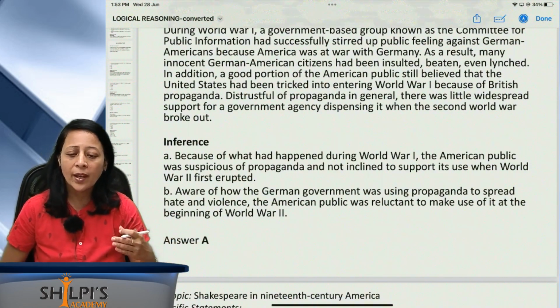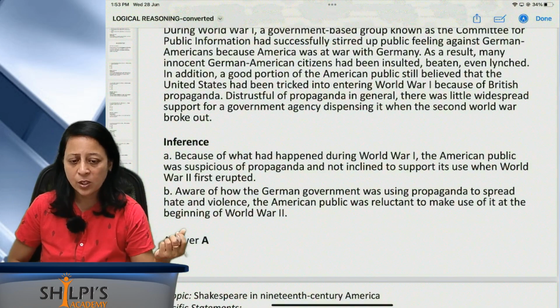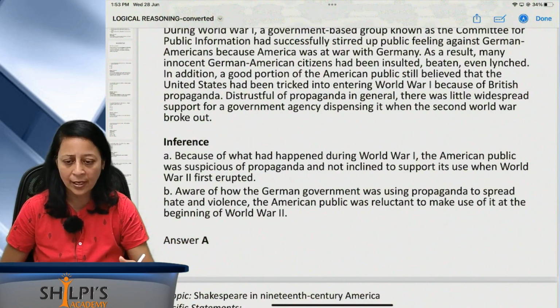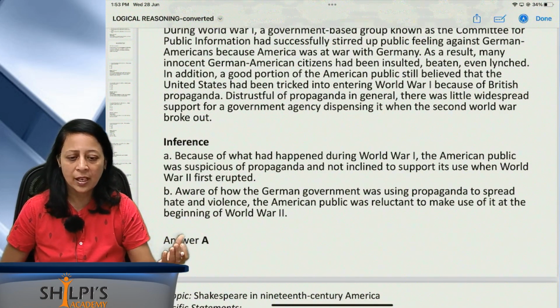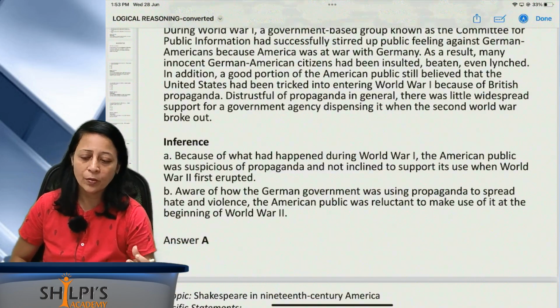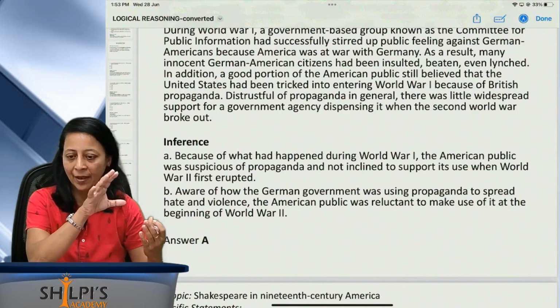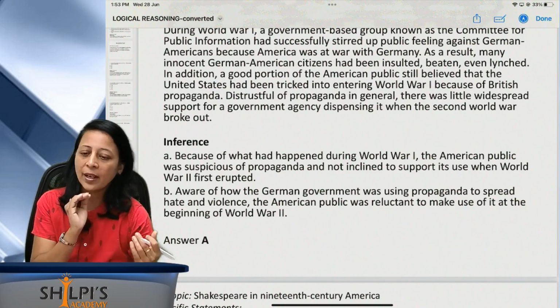B. Aware of how the German government was using propaganda to spread hate and violence, the American public was reluctant to make use of it at the beginning of World War II. So read the paragraph. There are two inferences given. Find out the correct inference.